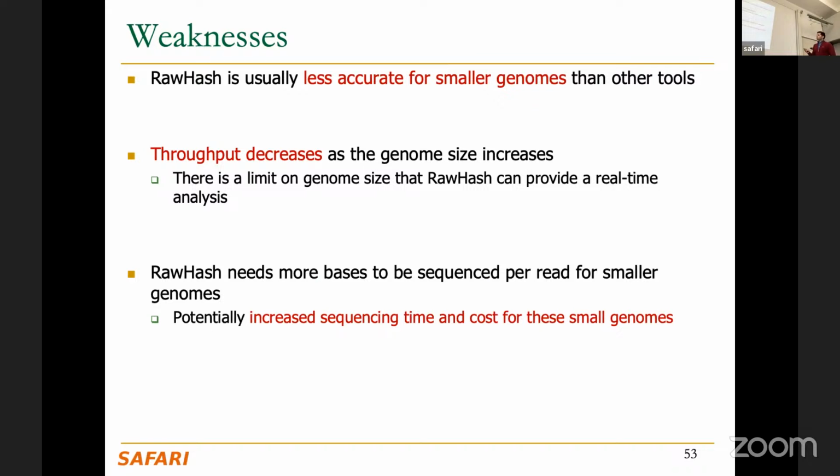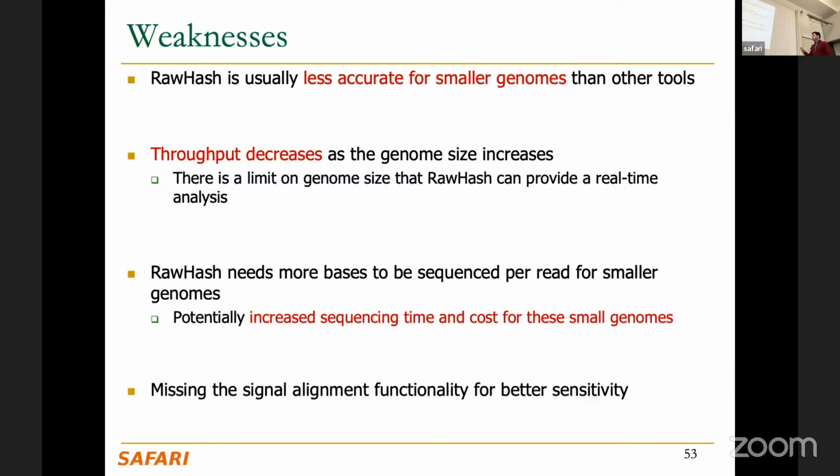And also, what we see is that RawHash needs more bases to be sequenced per read for smaller genomes. So this means that it potentially increases sequencing time and cost for these small genomes. And the other weakness is that it misses the signal alignment functionality, which can be a key functionality for particular applications to achieve better sensitivity. So these are the weaknesses.